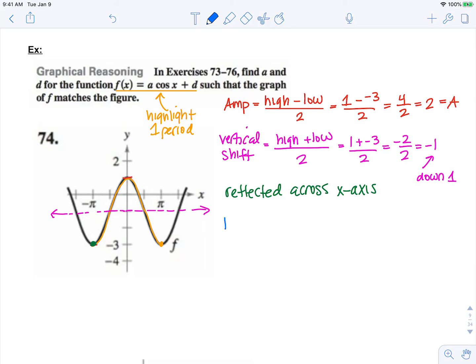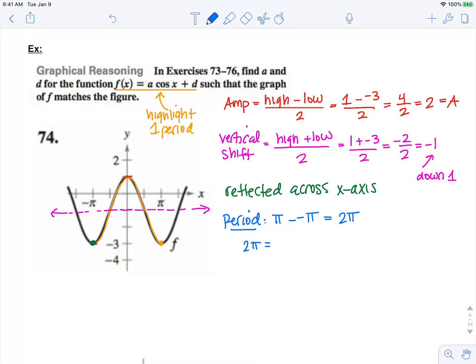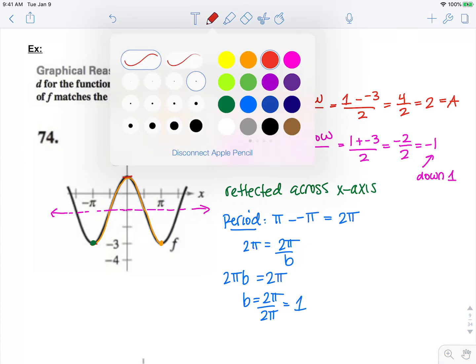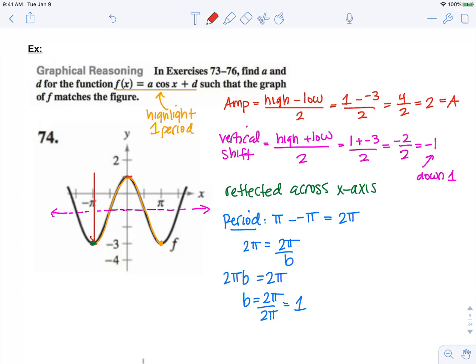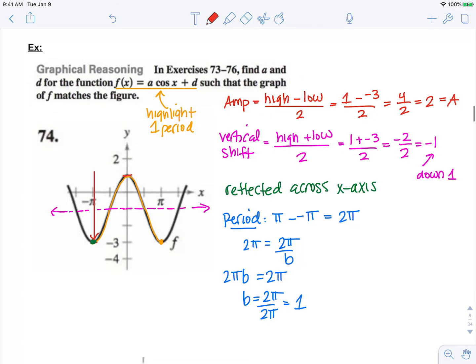Well, the beginning and end of my period is pi minus negative pi, so that's 2 pi. So in order to find my b value, 2 pi equals 2 pi over b. So 2 pi b equals 2 pi. B equals 2 pi over 2 pi, which is 1. And I see that since we're starting here, we went left pi units to start.